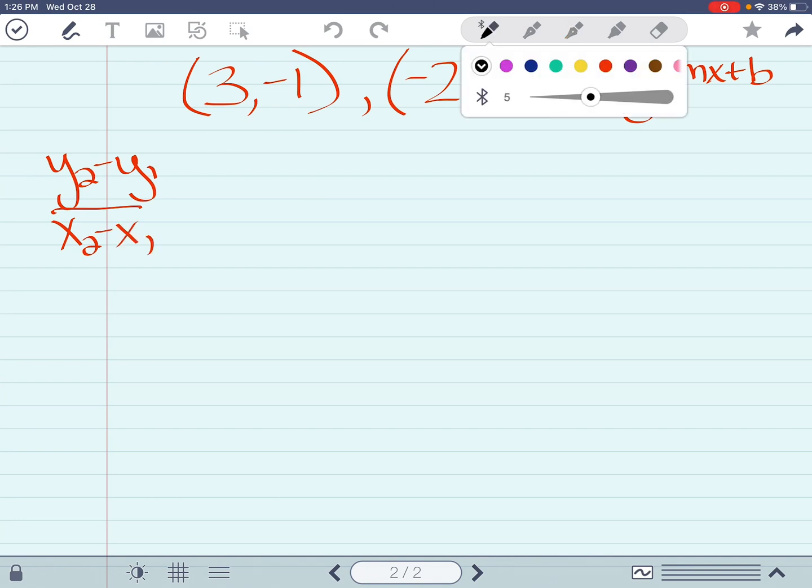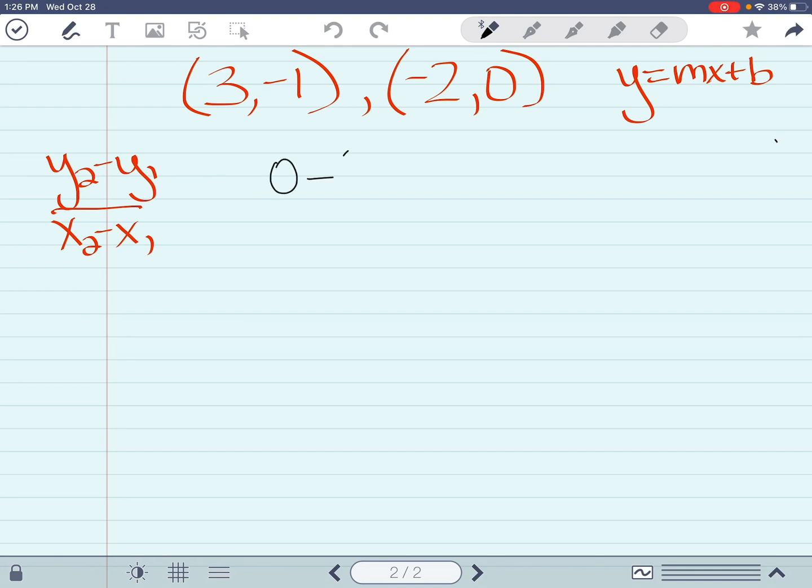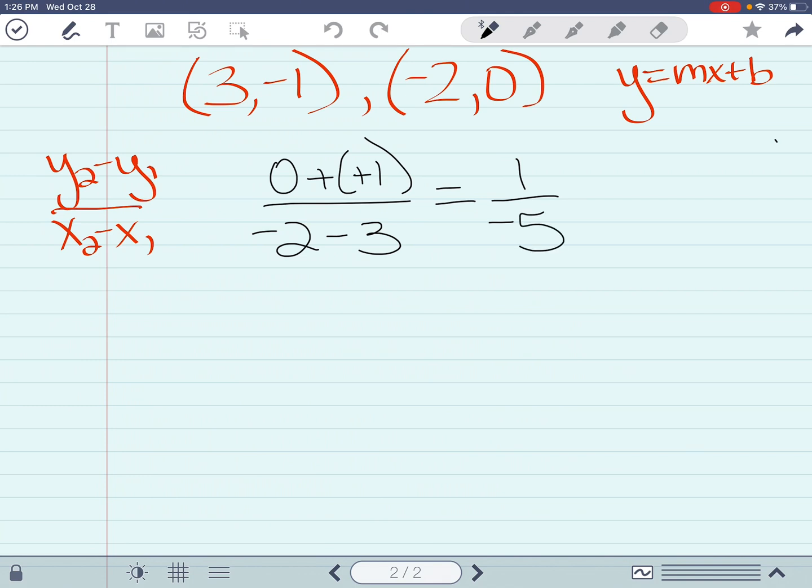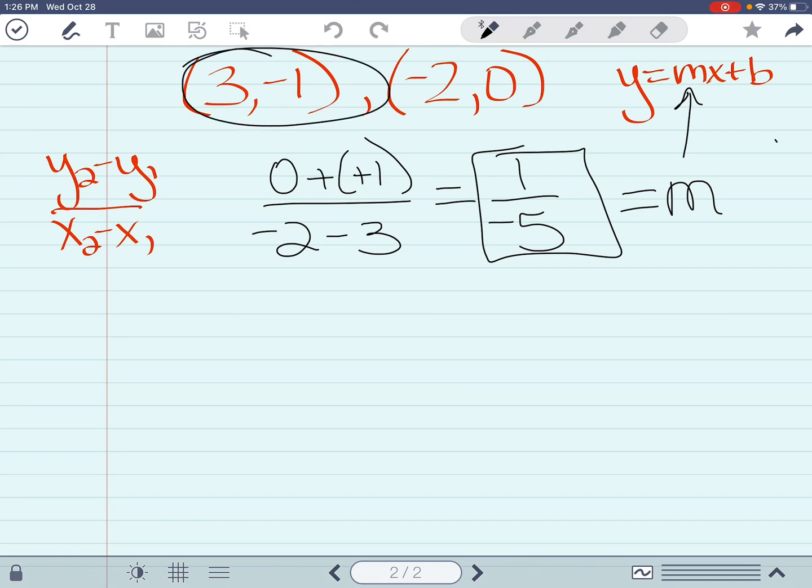Okay, and I'm going to calculate the slope pretty quickly here. Check my math. It's going to be 0 take away -1 in the numerator, and the denominator is going to be -2 take away 3. So I end up with 1 over -5, and this is my slope. Okay, so now I've got the slope. And I can take the slope and one of the points, I'm just going to pick this one, and plug it into this formula so that I can figure out the y-intercept.